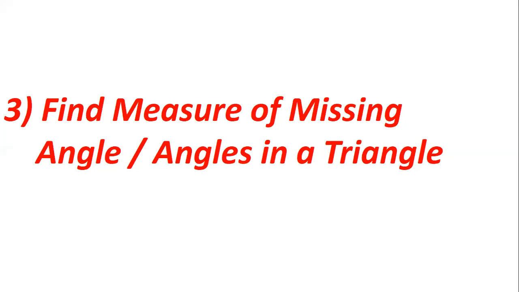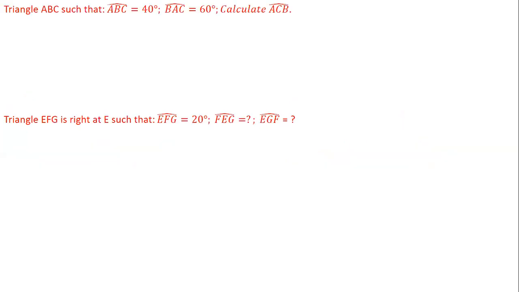I don't know its measure. How can I find it? For example, triangle ABC is given, angle ABC is equal to 40 degrees. So the angle at vertex B is 40 degrees. Angle BAC at vertex A is 60 degrees. I should calculate the missing angle ACB, which is at vertex C.